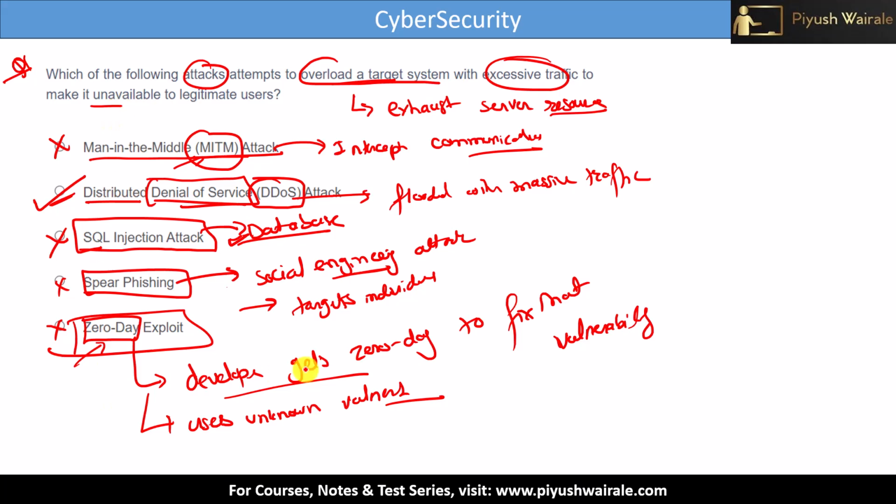Please remember all the different types of attack and how they happen, and what their important features or properties are. That is very important. For example, man in the middle, based on the name only, we can say it intercepts the communication. Denial of service: the system is unavailable for the legitimate user. SQL injection attack deals with the database. Spear phishing is a social engineering attack that targets the individual. And zero-day exploit is where developers get zero days to fix the vulnerability, so it uses an unknown vulnerability.